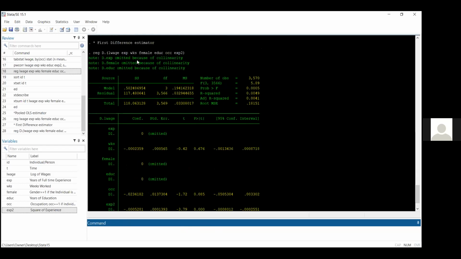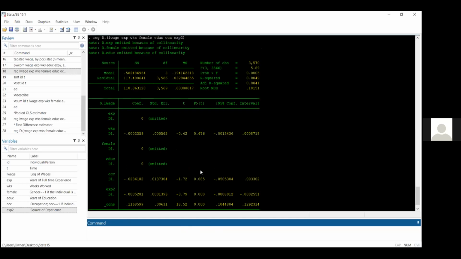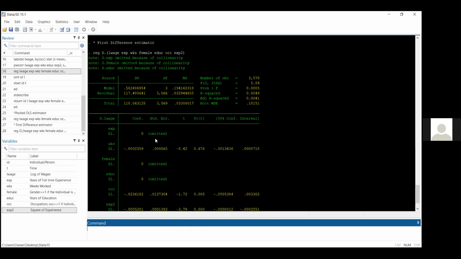You have some good explanation and justification here. Number one, note: experience omitted because of collinearity. Female omitted because of collinearity, which I wanted intentionally to talk about, and then also education omitted because of collinearity. Now, first, how do you interpret this? Let me start with the interpretation before we go to the omitted ones.